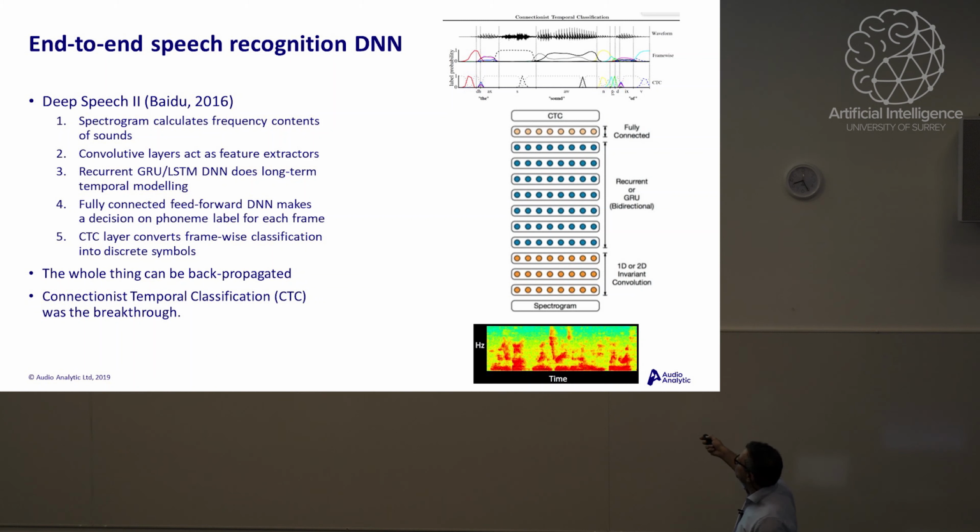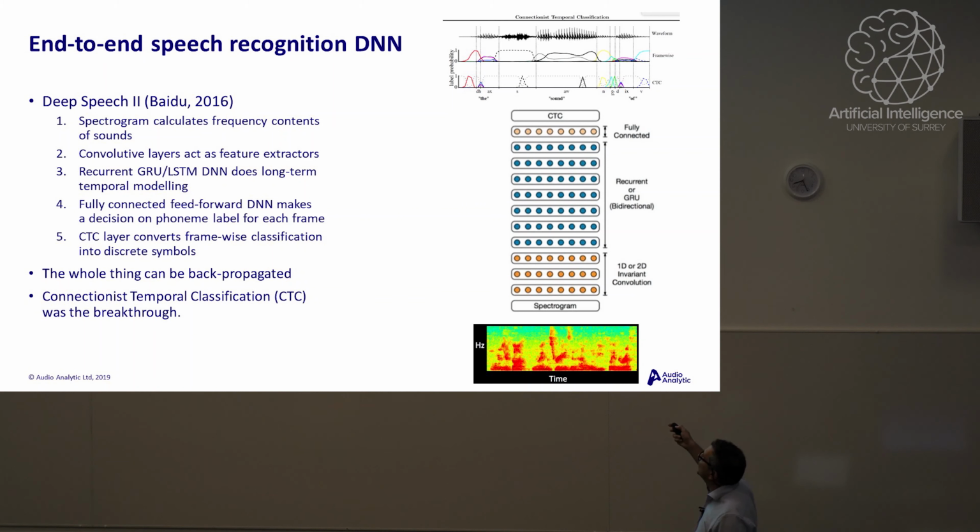Then they have a few layers of 1D or 2D invariant convolution, which are designed to do the feature extraction. It's difficult to prove that they're actually doing feature extraction, but the thinking behind the design is that these types of networks are doing dimensionality reduction and pulling the information in a way that creates your acoustic space. Then they have a series of recurrent or GRU bidirectional recurrent networks to model the long-term statistics of words, sentences, and so on. They have a fully connected network to package all that information into continuous scores.